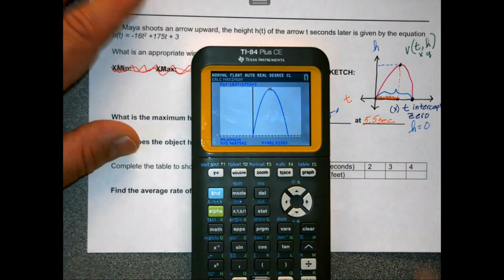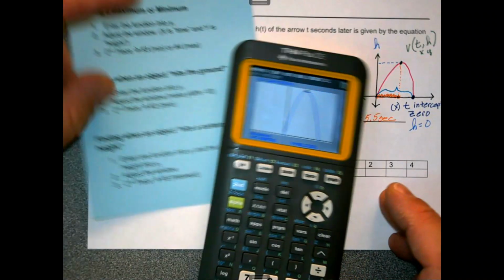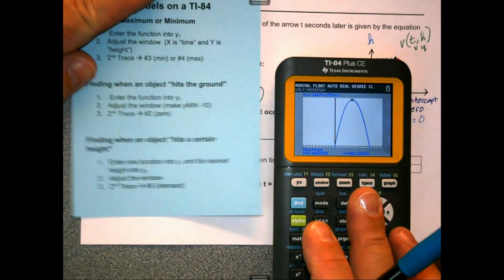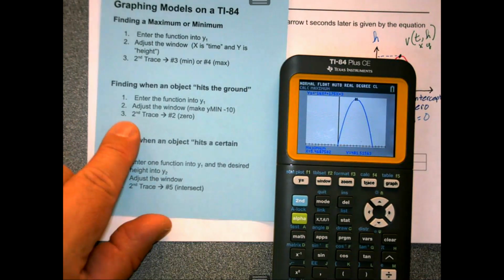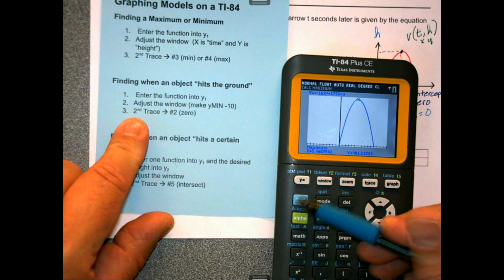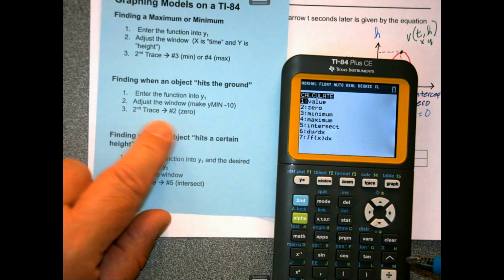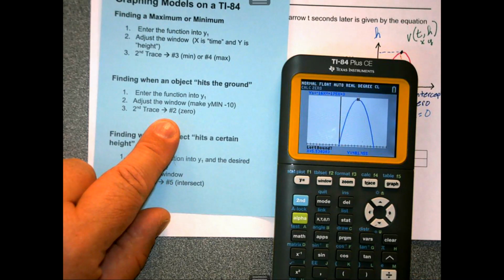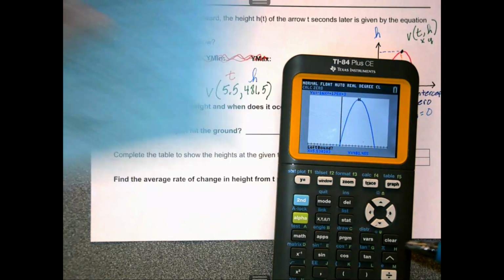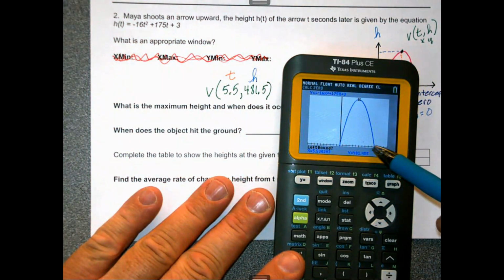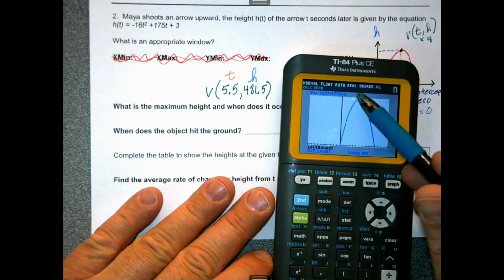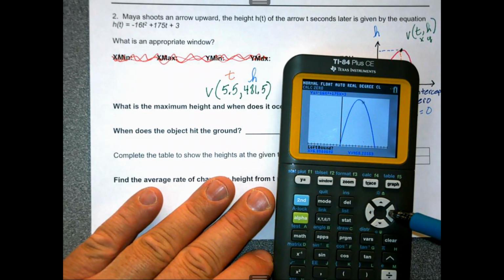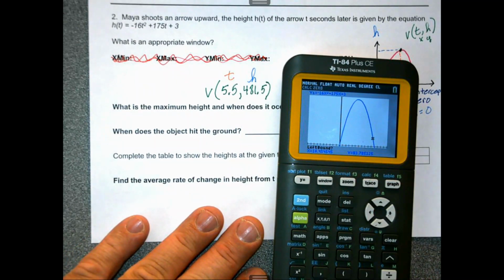Let's just calculate it, okay? Let's use the blue sheet. There is a way to kind of cheat sometimes on this, but we'll just calculate it. Hits the ground. I'm going to hit second trace, number 2, and that's the 0, 1. Okay, so I need a left bound. Now remember, I'm trying to find this point, so I need to be to the left of this point. I am already, I could hit enter, but I'm going to get a little closer.